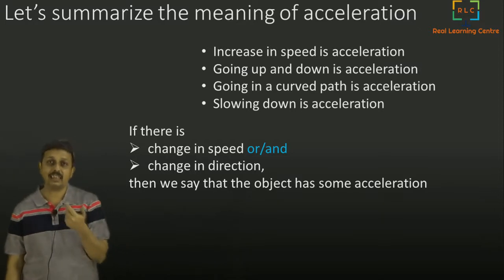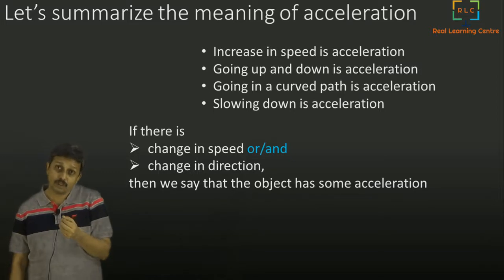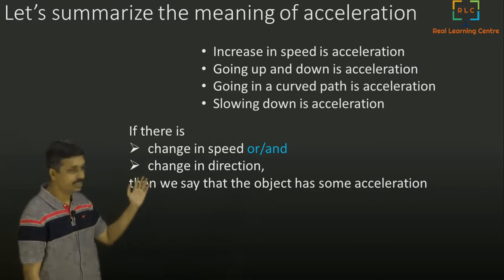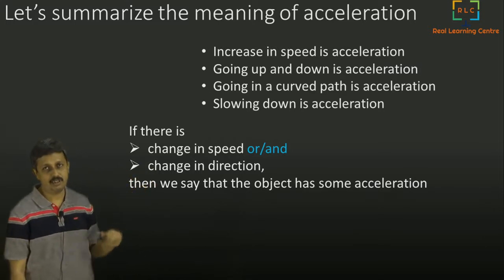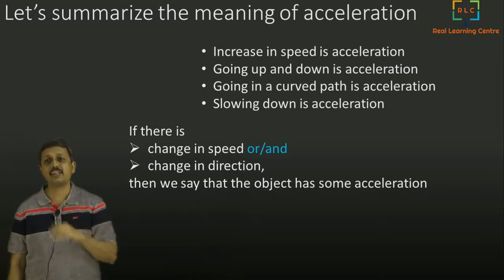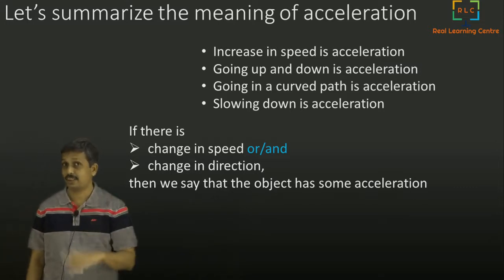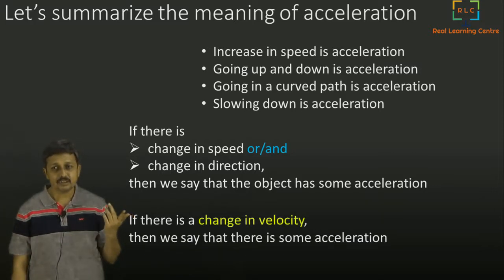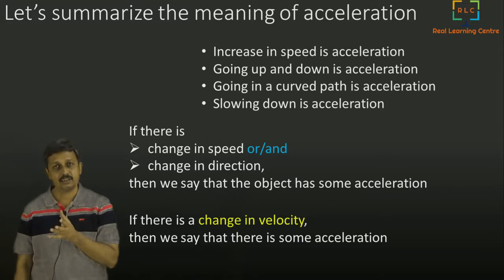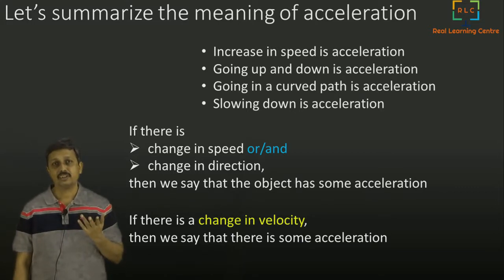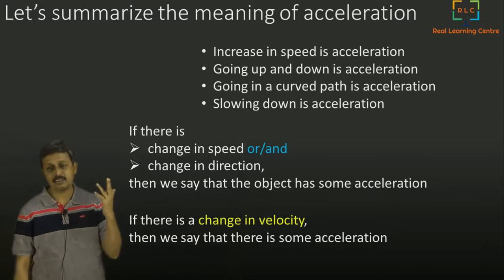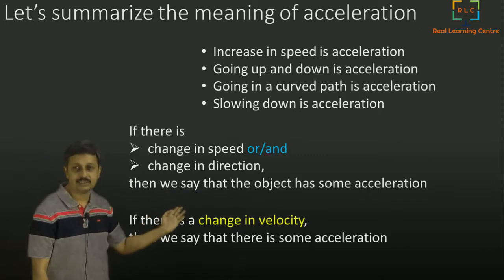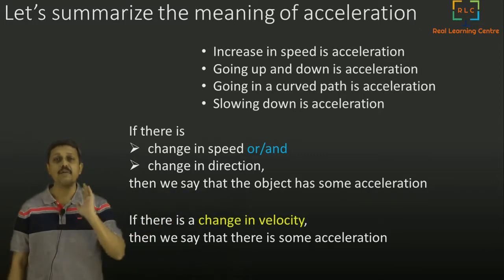Then we say it is having acceleration. So there is one more way, one more optimization possible. We are saying that change in speed or change in direction. So speed and direction basically put together, we realized in the last class, a new word we introduced, and that was called velocity. Velocity is both magnitude and direction. Any one changes, velocity changes. So instead of saying speed changing or direction changing, we could simply say velocity change. So if there is a change in velocity, then we say that there is some acceleration.